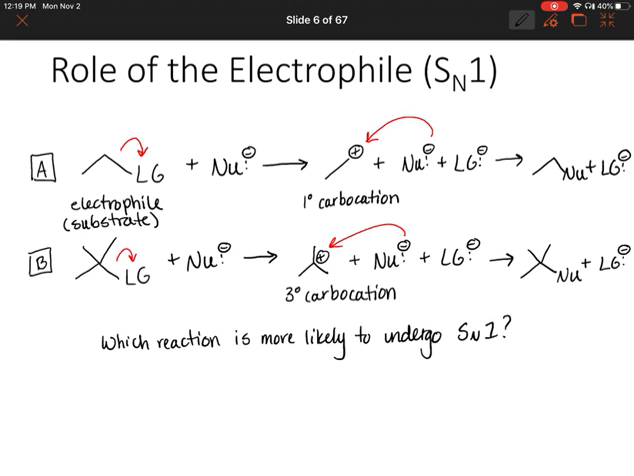Okay. So the only real difference here between these two reactions is the type of carbocation intermediate that we have. So in the first reaction, reaction A, we have a primary carbocation. In reaction B, we have a tertiary carbocation. So if you remember from chapter 6, tertiary carbocations are very stable. Why is that?